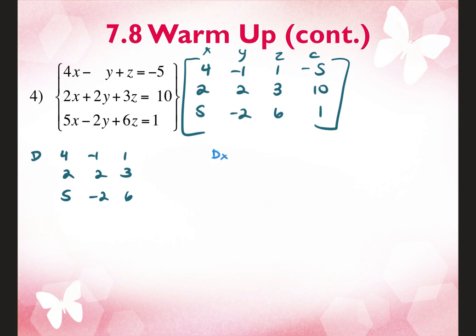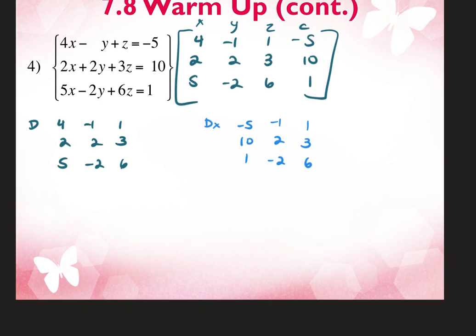Then I find D of x. Which column do you replace? The x's. I take out the x, I put in the constant: -5, 10, 1, keep the y's, -1, 2, -2, keep the z's, 1, 3, 6. Then I find D of y. Which one do you replace? The y's. I keep the x's. I replace the y's with the constants, and then I keep the z's.